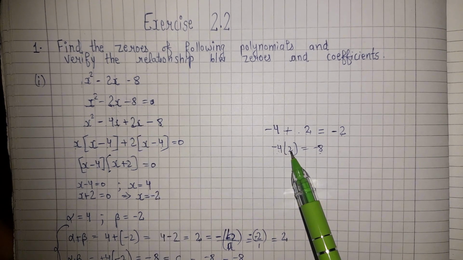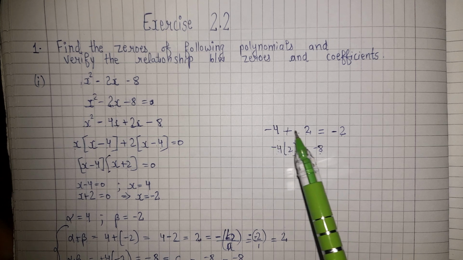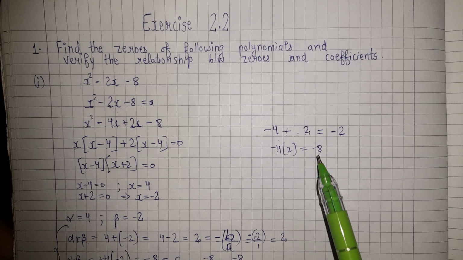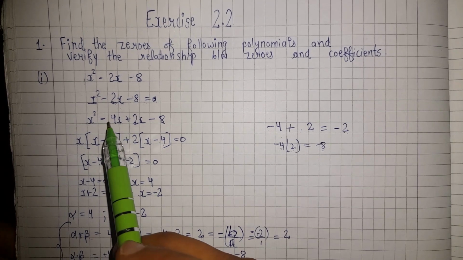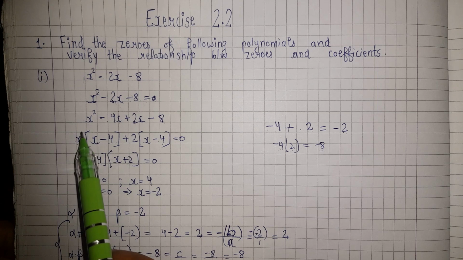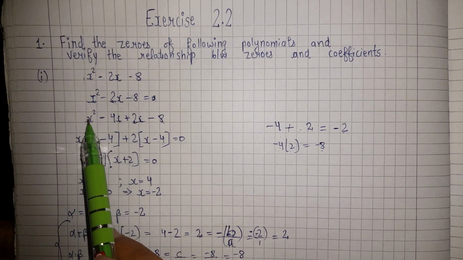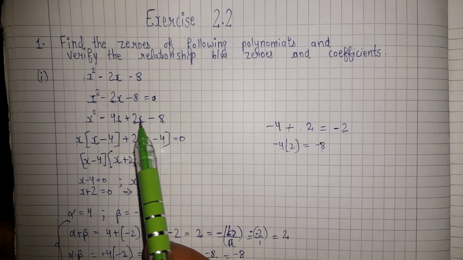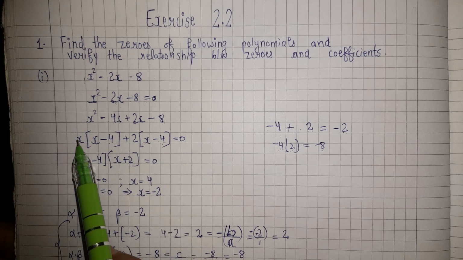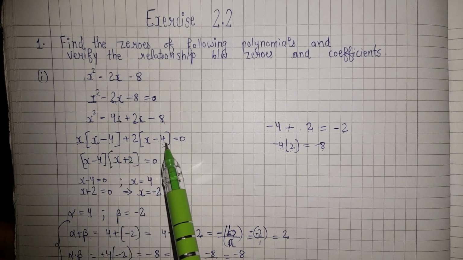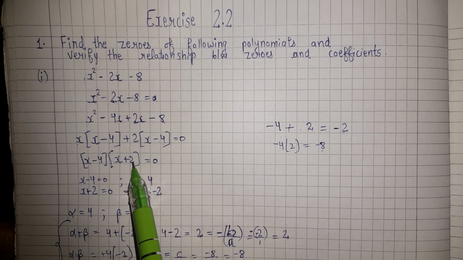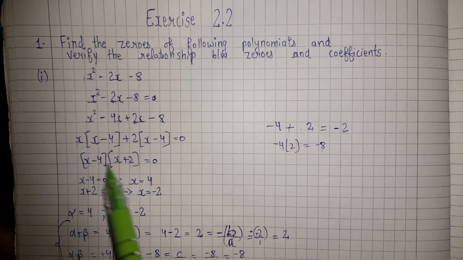So 4 and 2 are the two numbers. After subtracting these two numbers you will get minus 2, and after the product of these two numbers you will get minus 8. So now x squared minus 4x plus 2x minus 8. Taking common, x is common from the first two terms and 2 is common from the last two terms. Again, x minus 4 is common from the first and the second terms. So taking x minus 4 common, x plus 2 remains as it is. This whole product is equal to 0.